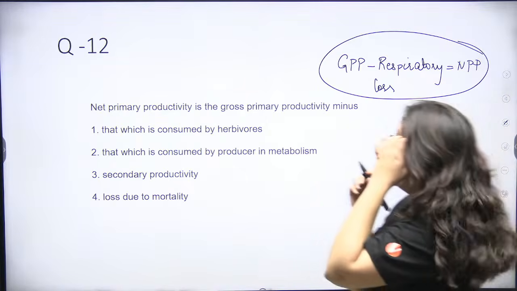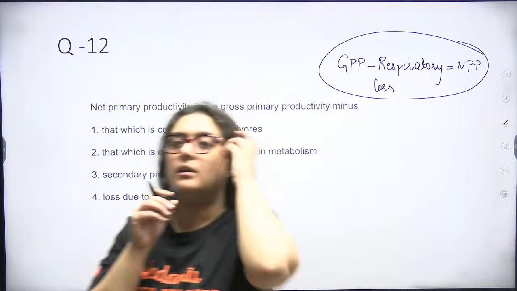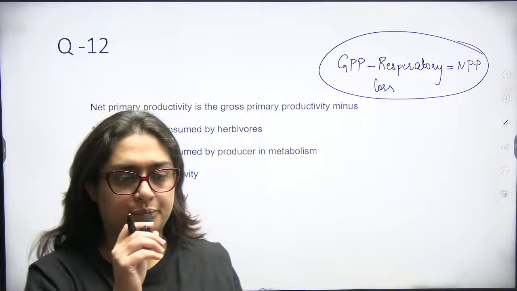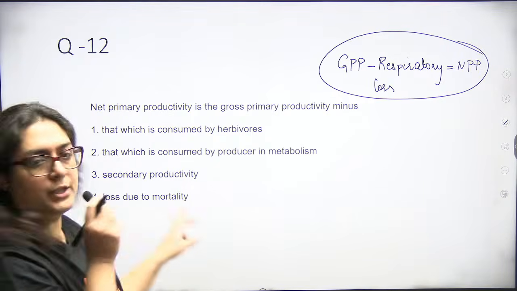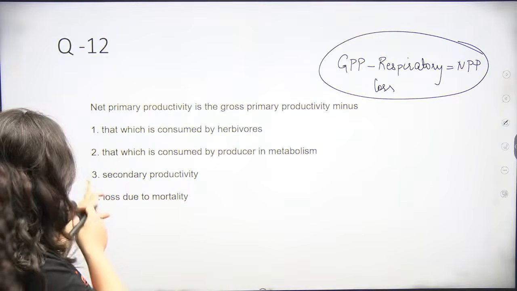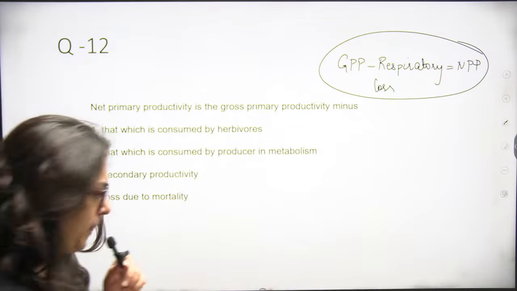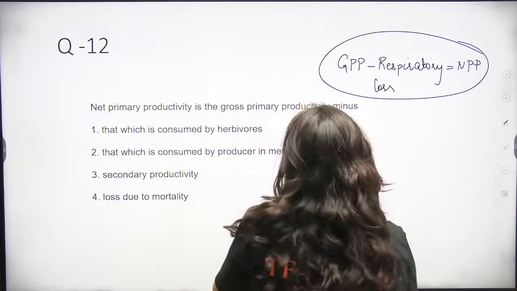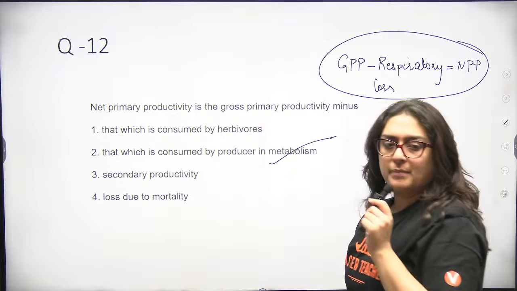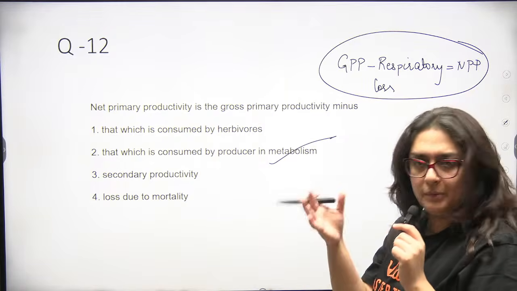Nothing happened. What will be the minus option? Consumer, producer and metabolism, secondary productivity, or loss due to death, mortality. No, it is consumed by the producer in metabolism, in its own respiration.